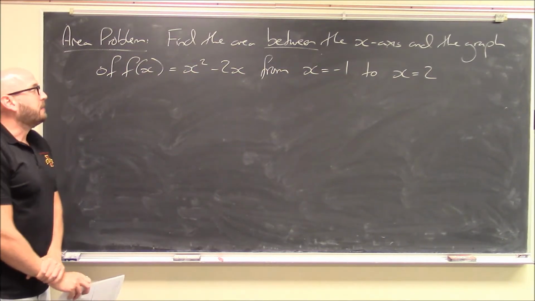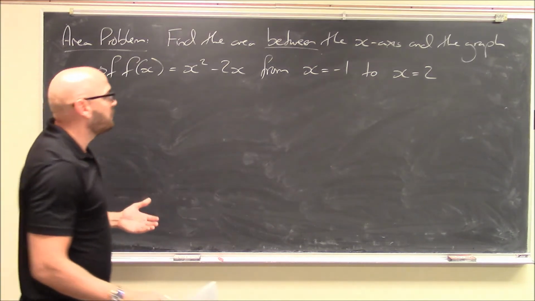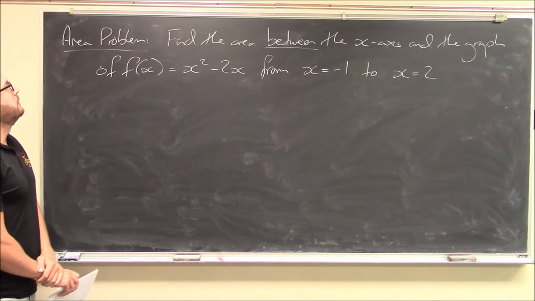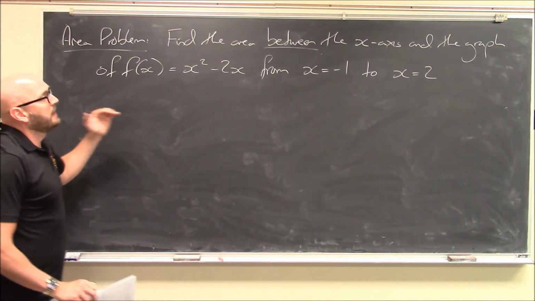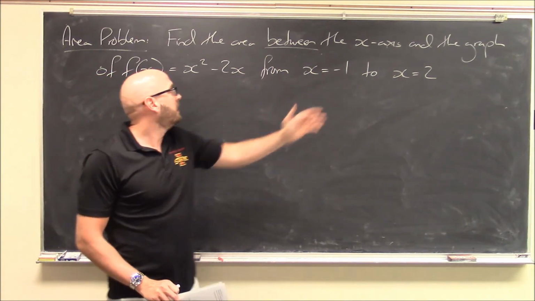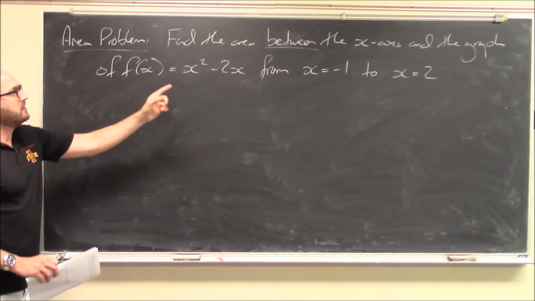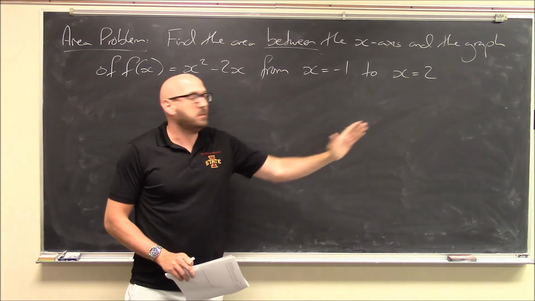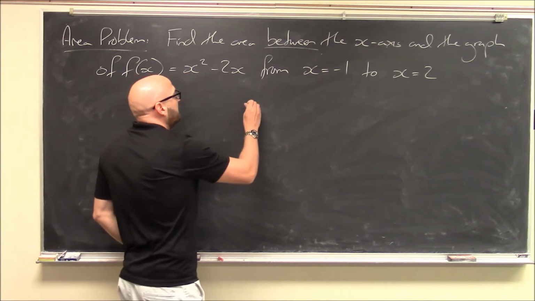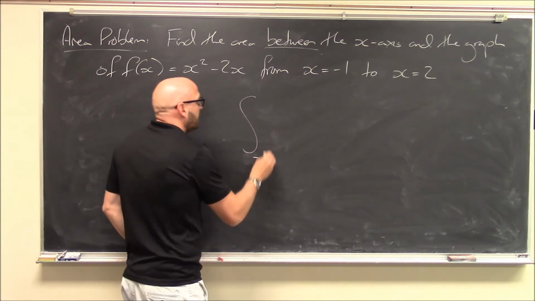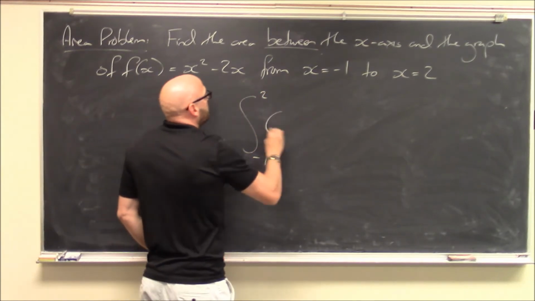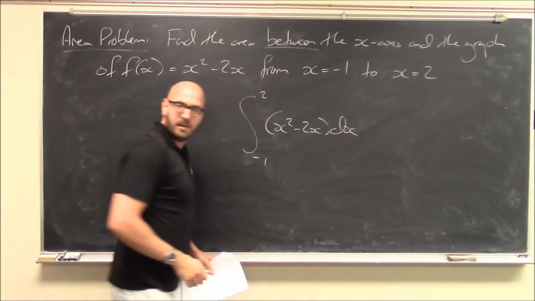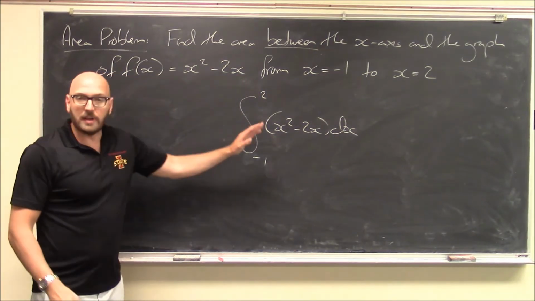So we'll do one more example that leads into our next section, area between curves, but we can actually tackle stuff like this right now. It's an area problem: find the area between the x-axis and the graph of f of x equals x squared minus 2x, from minus 1 to 2. Your first instinct might be to just take the integral from minus 1 to 2 of x squared minus 2x dx. But if you compute this, you'll get the wrong answer.